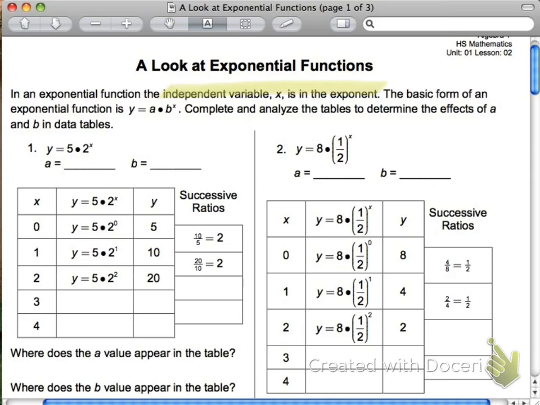Okay? So it's important that you know that. Because normally when we're talking about other functions, we talk about y equals mx plus b, and x is being multiplied to something. We're talking about y equals ax squared plus bx plus c. Again, x is being multiplied to something. In this case, the x is the exponent. Okay, x is the exponent.